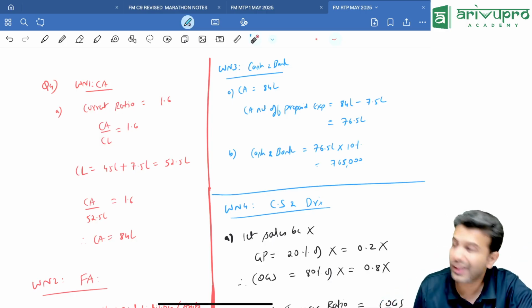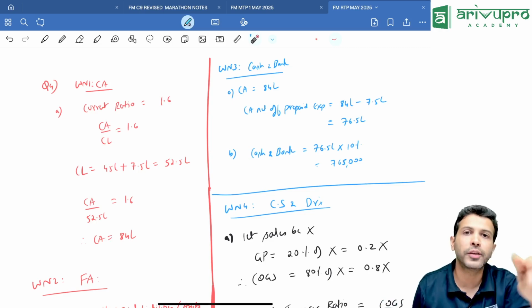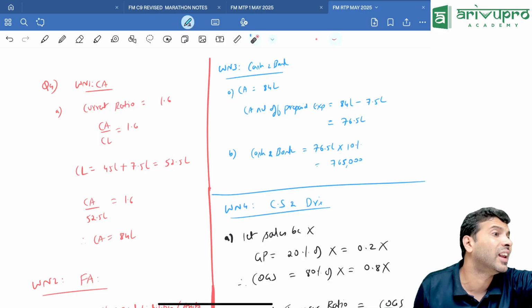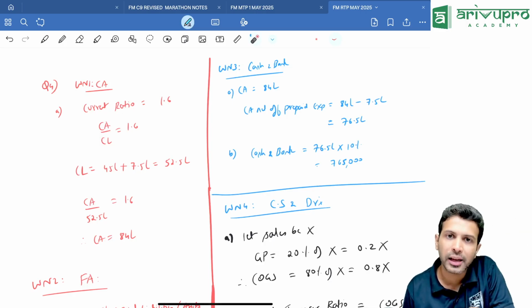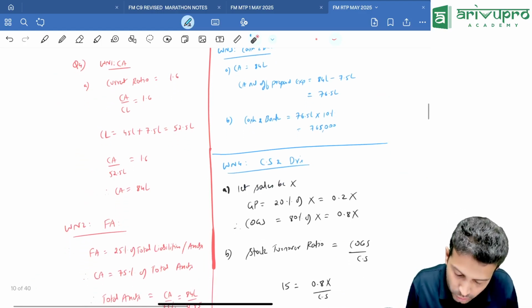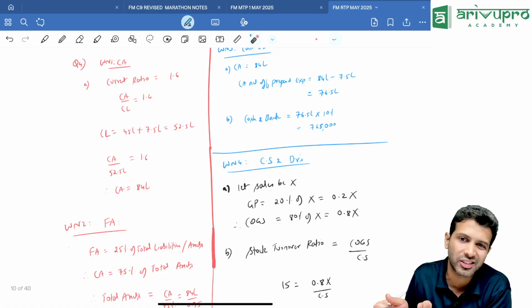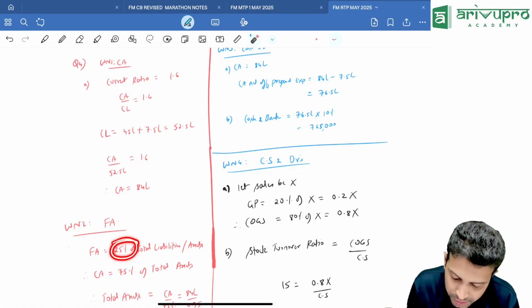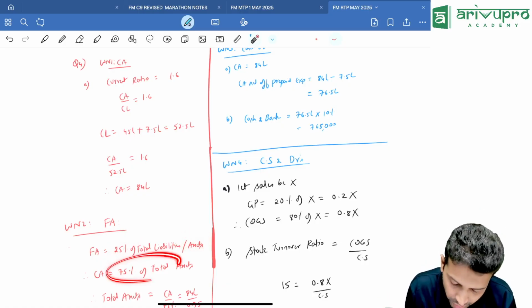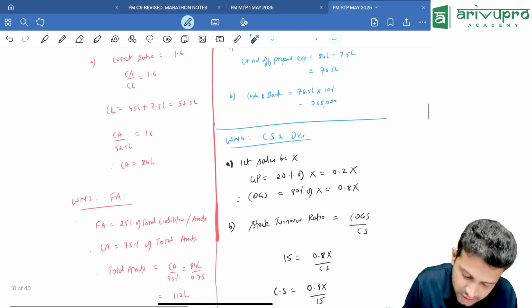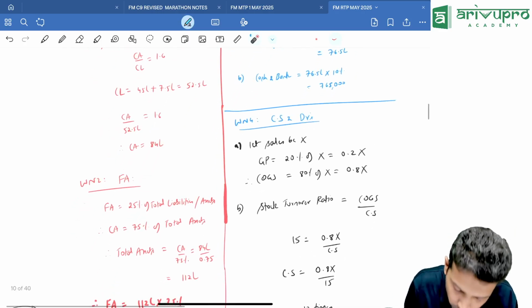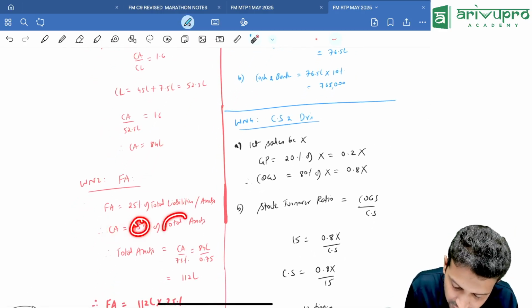Okay, now we know current assets. They told that fixed asset is 25% of total assets, not me, the question told. If fixed asset is 25% of total assets, then current asset is 75% of total assets. Current assets now is 84 lakh.